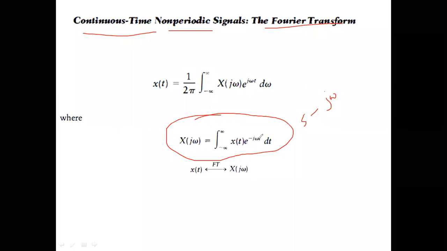Only thing is, in the Laplace transform, it was stable for some region and unstable for the other region. The Fourier transform exists only where the x of t is converging. The Fourier transform does not exist at all where the x of t is diverging. Okay, you got the thing.